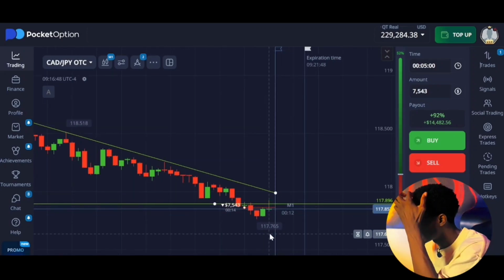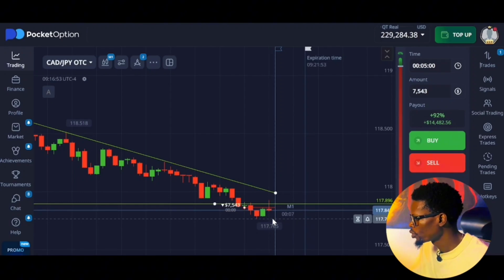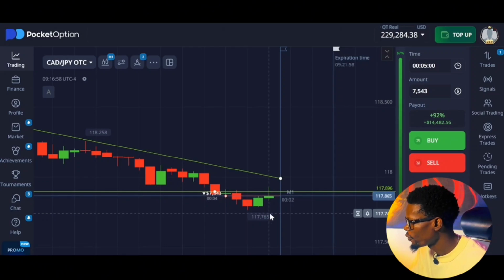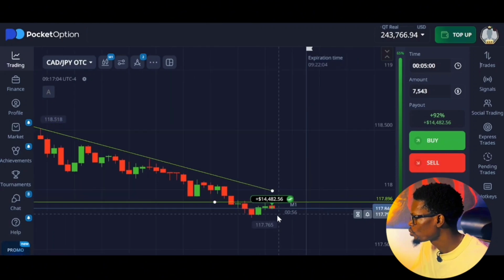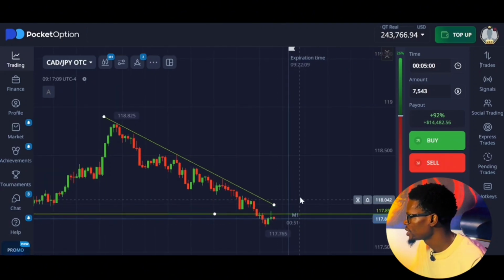and hopefully this candle closes in our direction, and of course we can win this very beautiful trade. It's going to be tight, but of course I'm sure we'll be winning this trade. We have a few seconds right here. We have 5, 4, 3, 2, 1, and boom guys, it was a very tight one, but in the end we ended up winning 14,400, right?